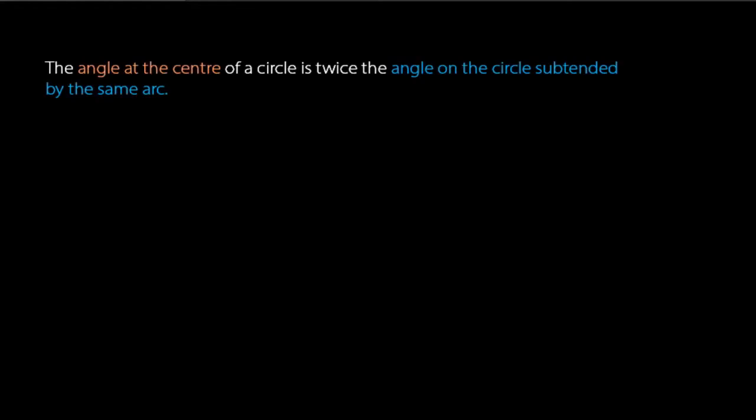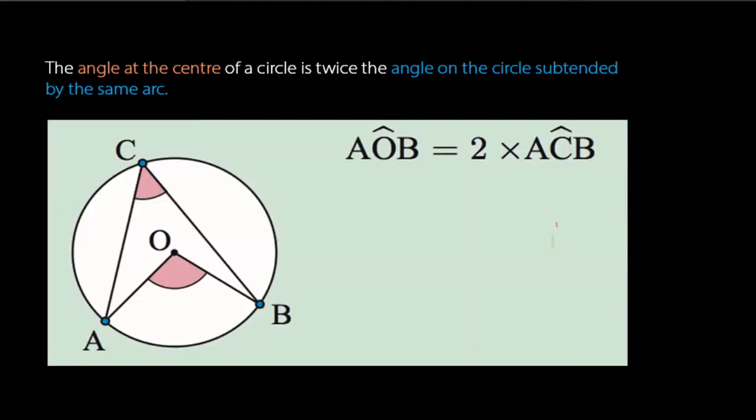Now you recall, the angle at the center of a circle is twice the angle on the circle subtended by the same arc. Well, let's show a diagram to illustrate this little theorem that we have here. Now what I mean here is, it says the angle at the center of a circle. Now this is the circle that we have here.